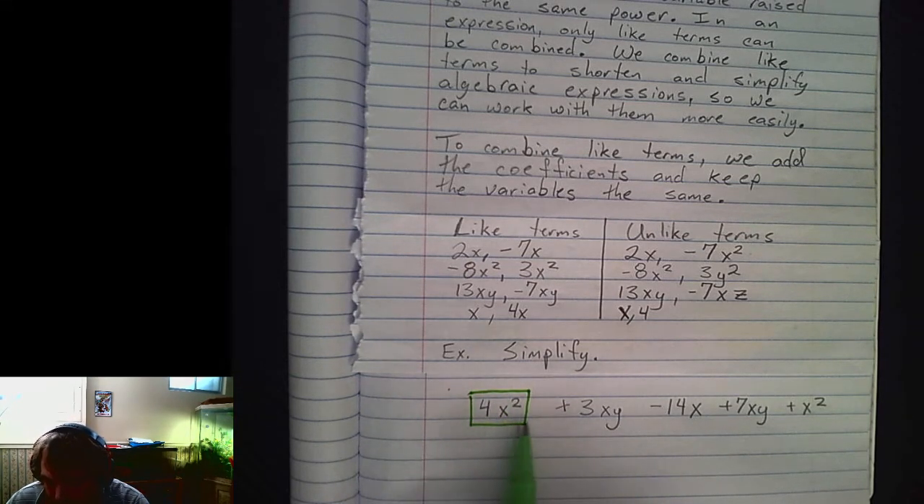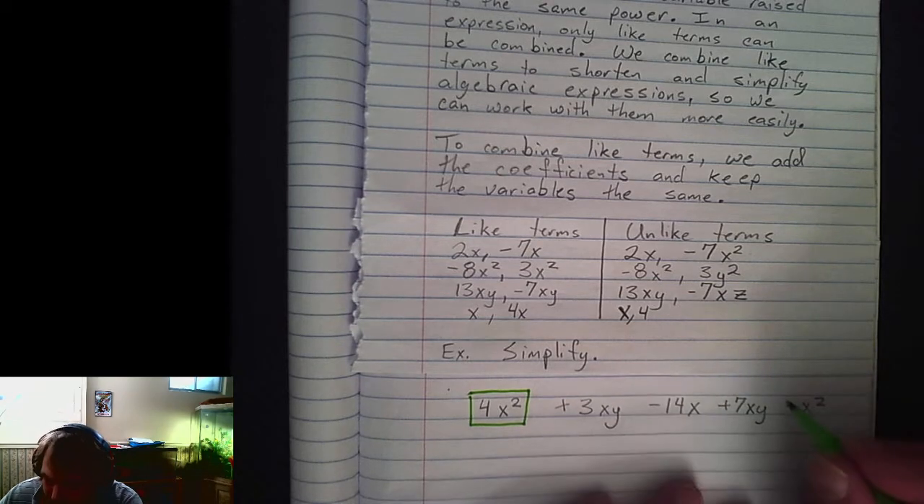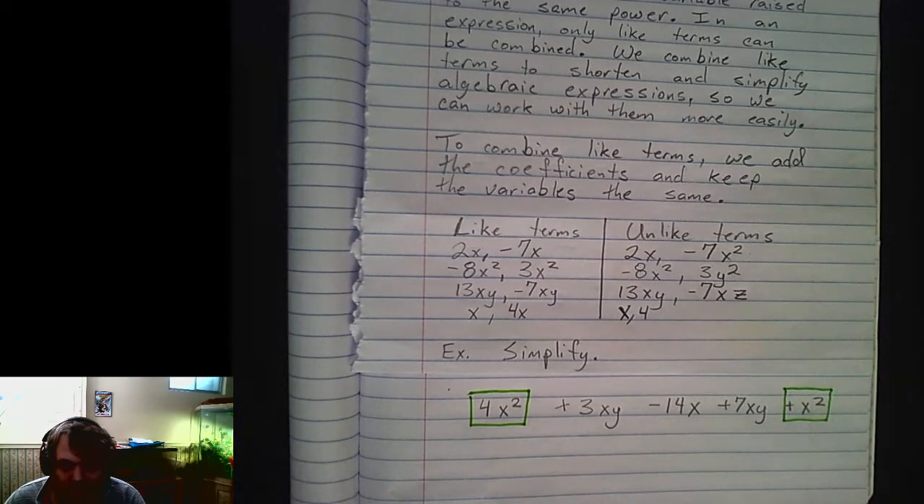So we're looking for variables that are x squared. Here we have a positive 3xy, a negative 14x. Almost, but we don't have the squared there, so that's why it's not a like term. Plus 7xy, and similar to this one here, it has a y after the x, so that is not x squared. But here we have just x squared, so plus x squared. So make sure that we remember that that positive sign is part of that term.